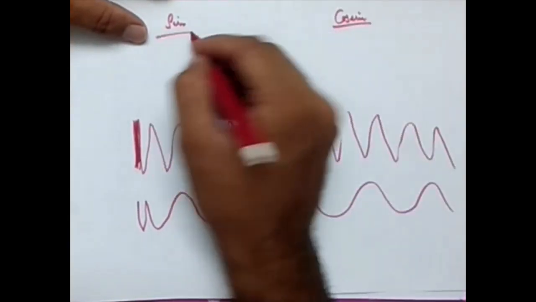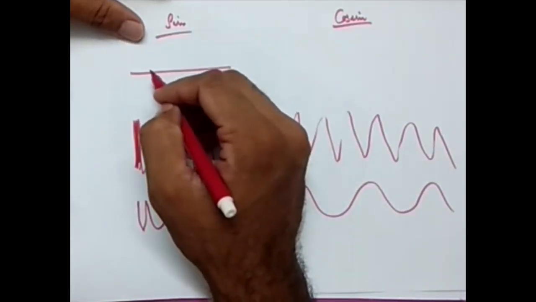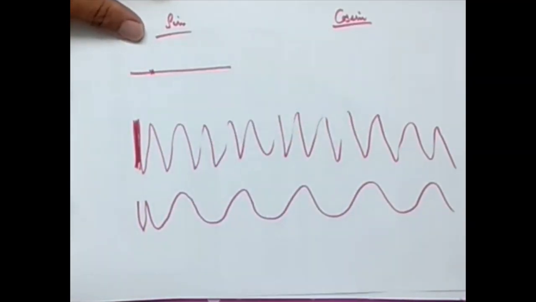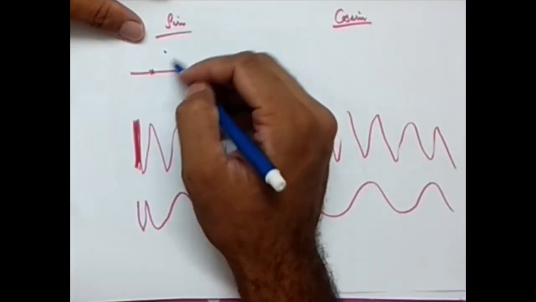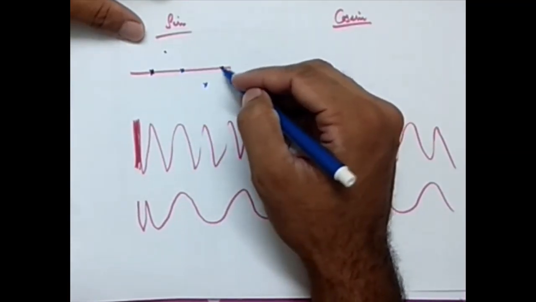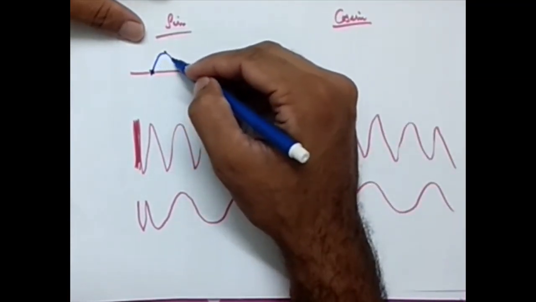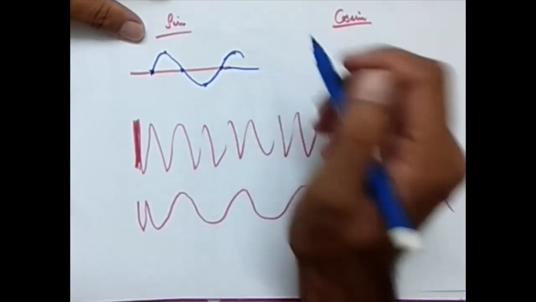Do you remember that? What does a sine curve look like? We know that sine 0 is 0. Then what happens? Sine pi by 2 is 1. Sine pi again 0, goes here, and it continues. So you will be getting a graph like this. This is our sine curve, right?